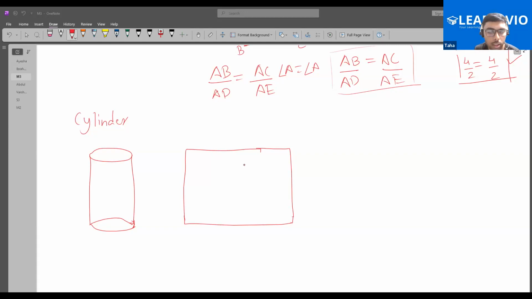Circles, two circles, one at the top and one at the bottom. So to wrap the cylinder, to cover it laterally, just cover its sides without including the circles, we would need a rectangular sheet of paper, right?